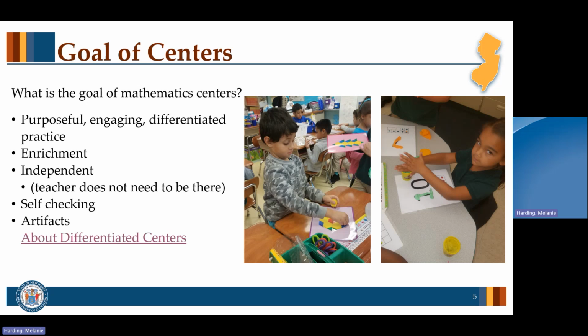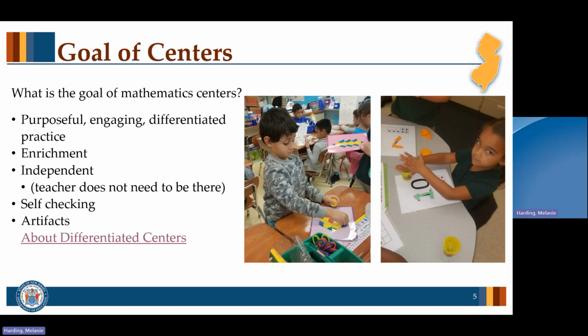But it's never busy work or worksheets. I might say that like 10 more times, but it really cannot be a worksheet. And also, students should never be in a center that they don't understand. The purpose of a center is to allow students an opportunity to practice their skills in their zone of proximal development and make sense of the math they're learning.